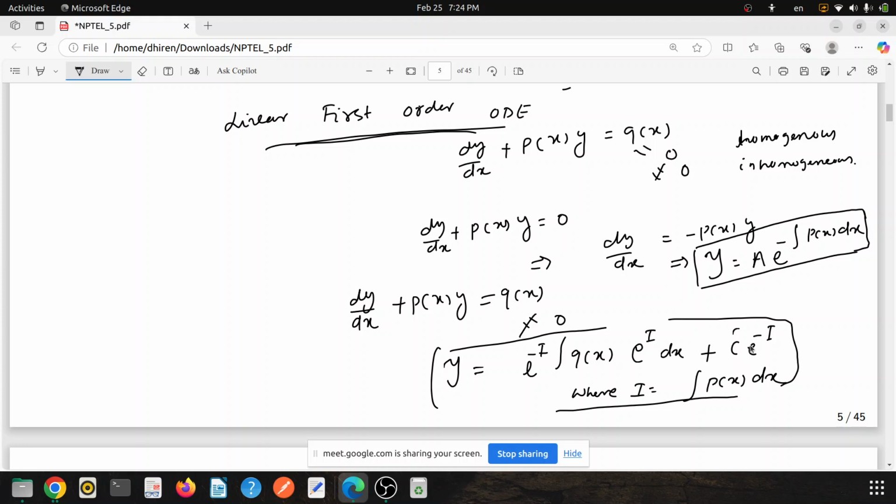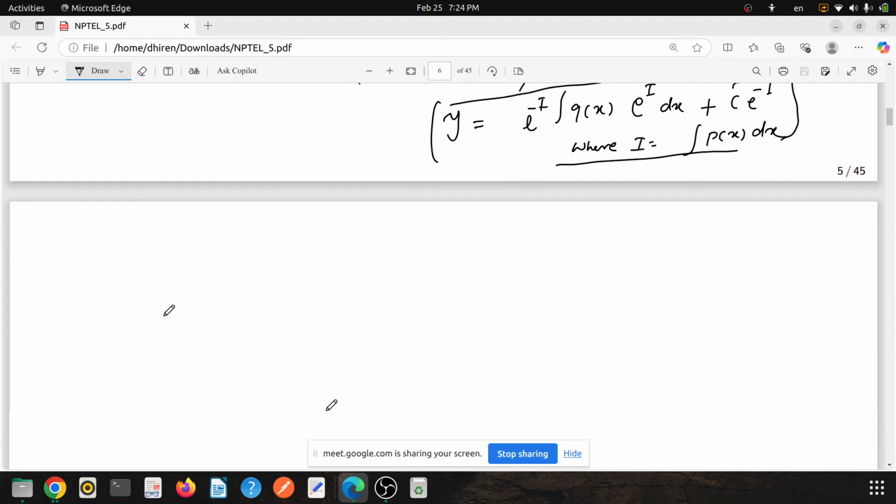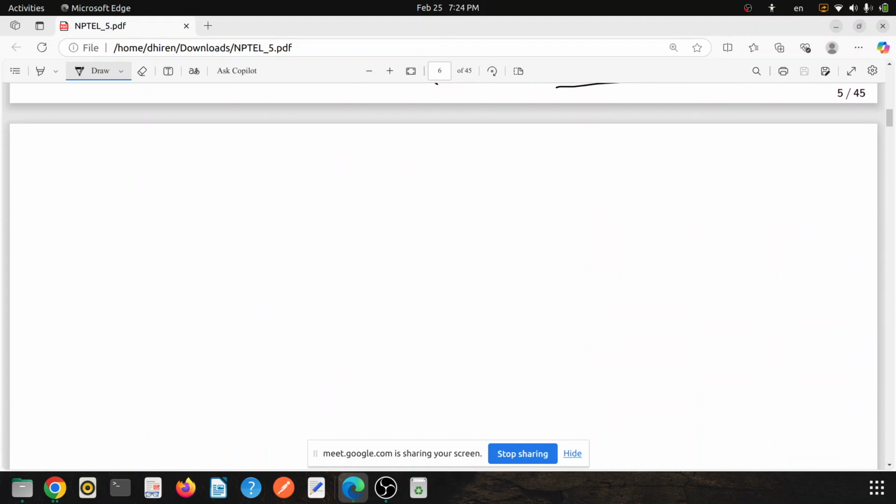Next we'll see some differential equations and their uses. Before that, we will see what we mean by orthogonal trajectories.